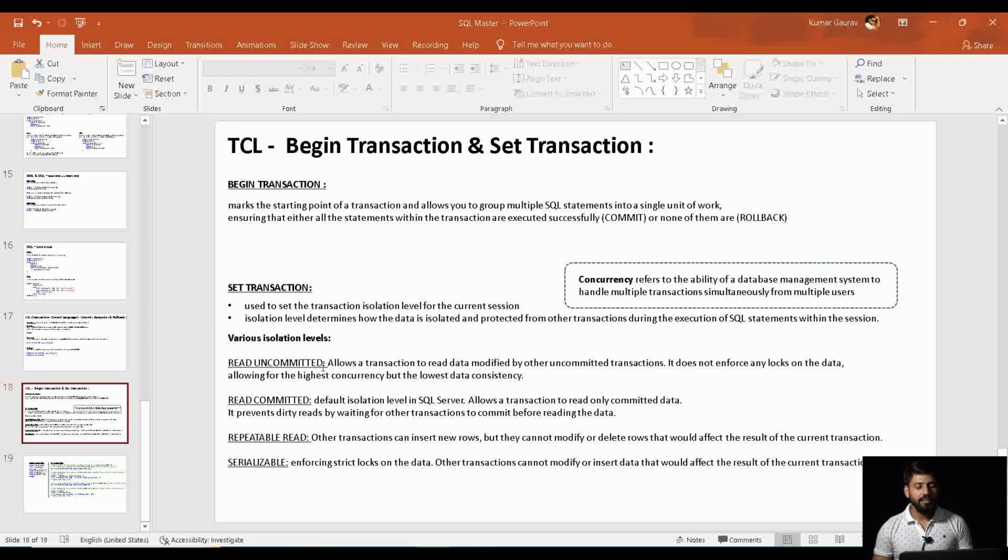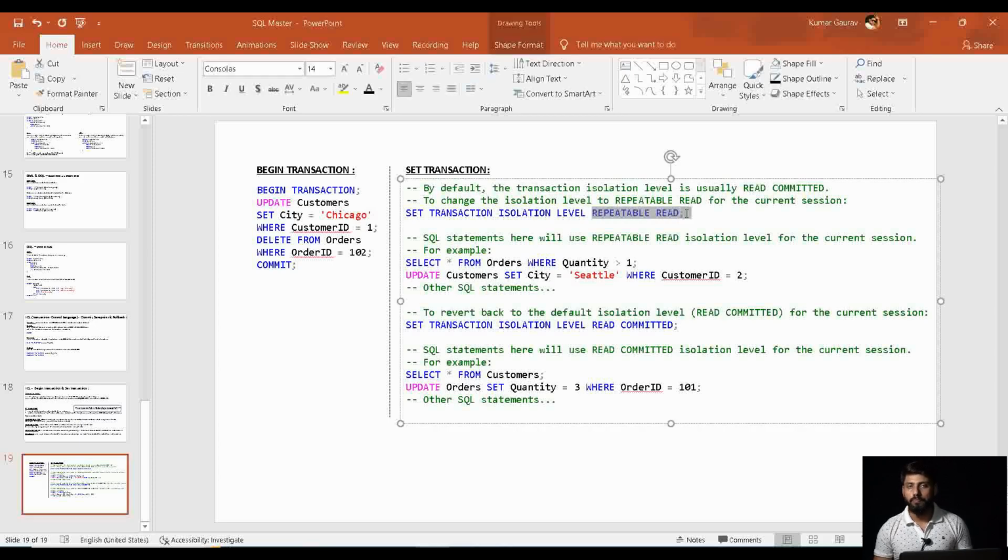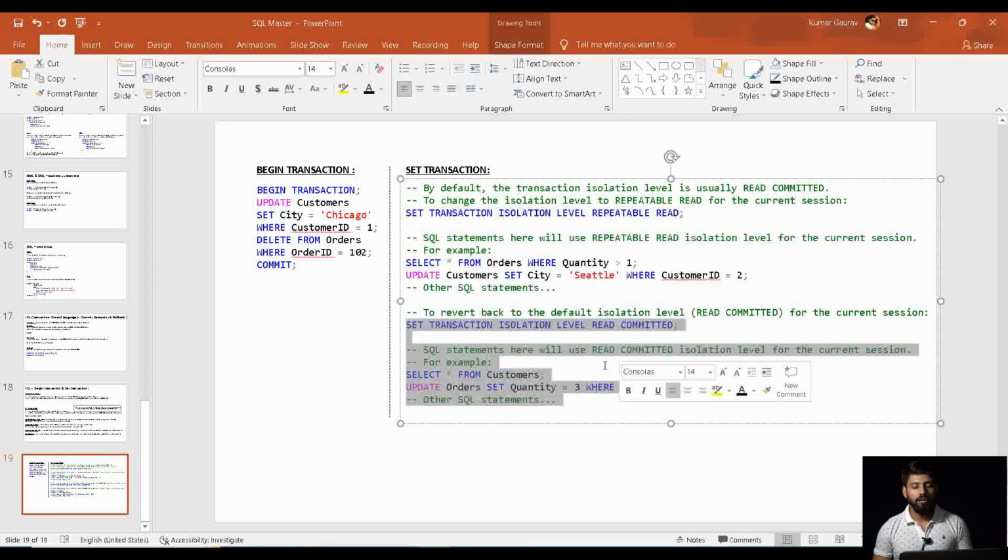So the first one is read uncommitted. It is very less powerful. It is put in like this: set transaction isolation level, and then whatever level you want to put over there. Either it can be repeatable read, or read committed, or read uncommitted. Whatever you want, you can put over there. So for this particular chunk of code, it is isolation level with repeatable read. For this particular chunk of code, the isolation level is read committed.